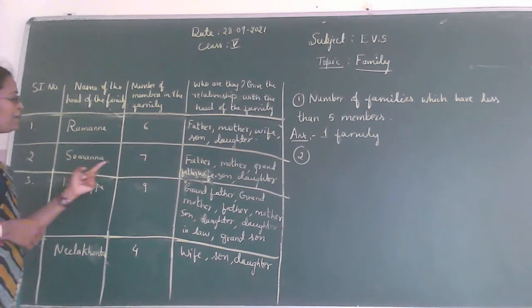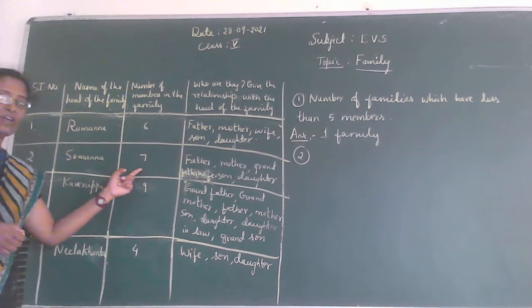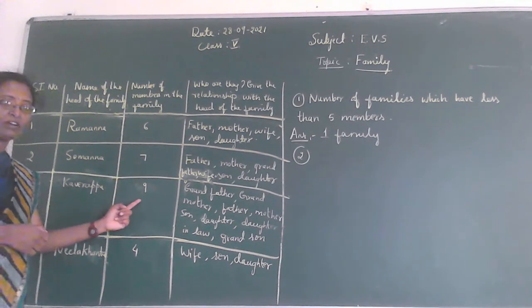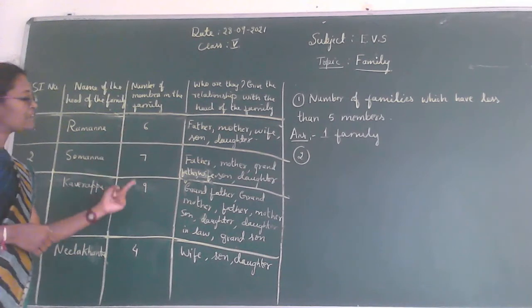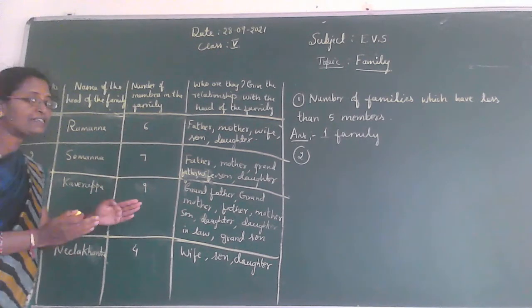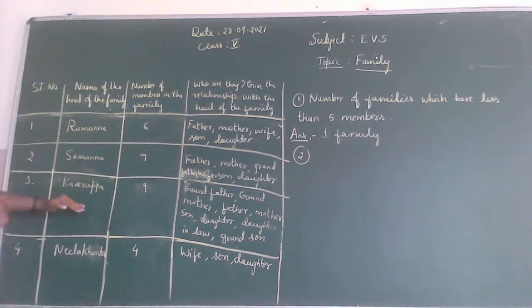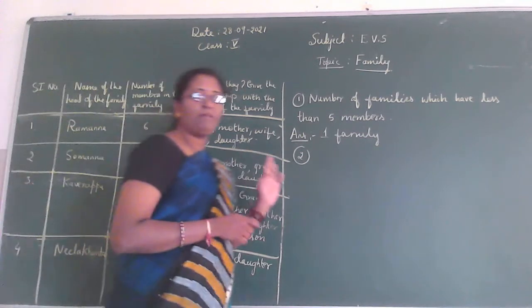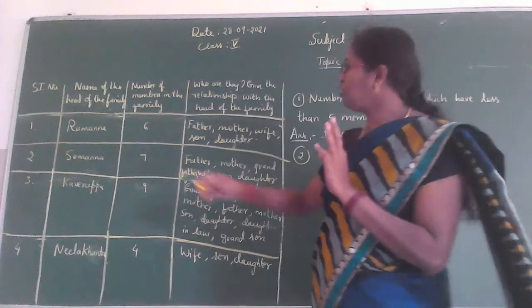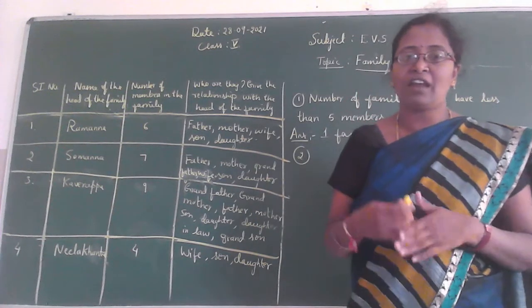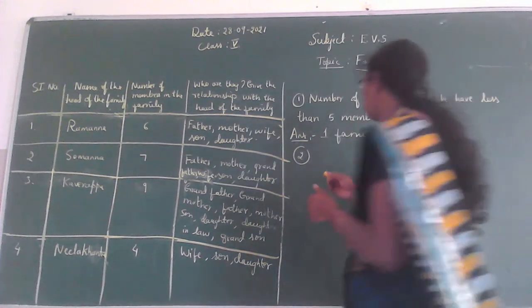In Somana's family, how many members are there? 7 members. In Kavirappa's family, 9 members are there. So this 6, 7 and 9 shows it is more than 5. See? So how many families are there in this table which have more than 5 members? Count it: 1, 2, 3 families have more than 5 members.